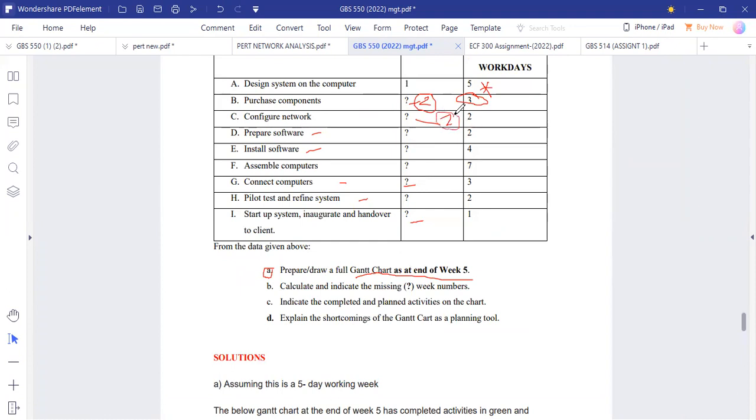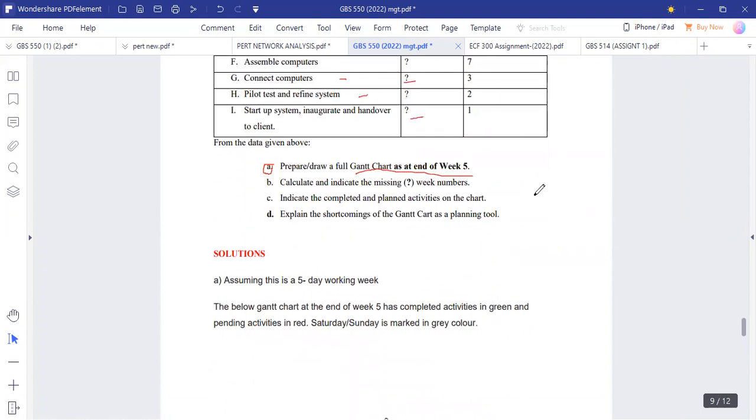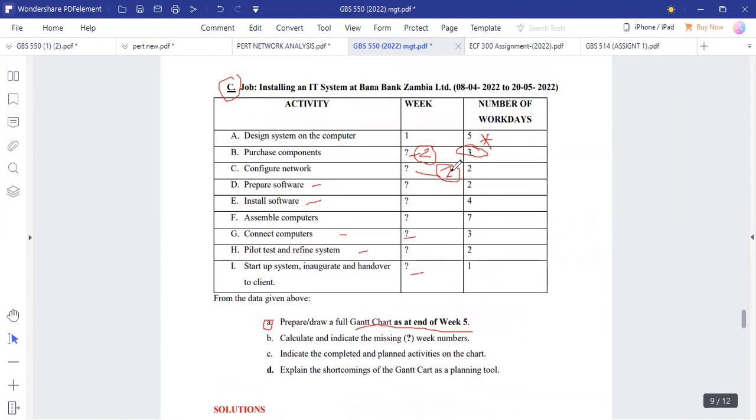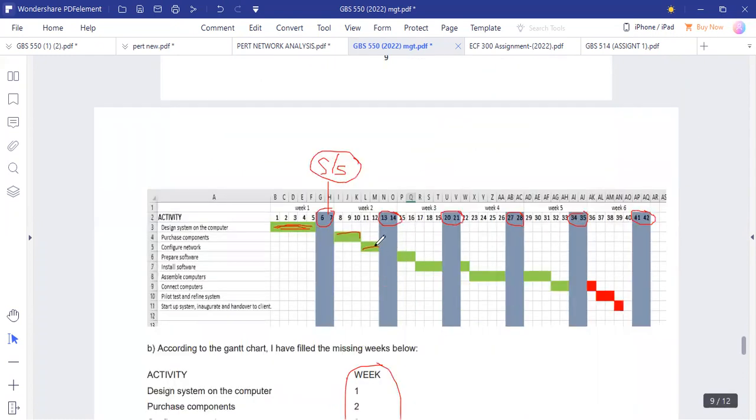All right. I don't know if people are following. Yes, it's making sense. Yeah, so that is done in week 2 because it's within the same week. So here we have 1, 2, 3, 4, up to 5. You can count 8, 9, 10, 11, 12. This is the second week. We have exhausted purchase of components and configure network. So Saturday and Sunday we are skipping. We are not working. Okay.